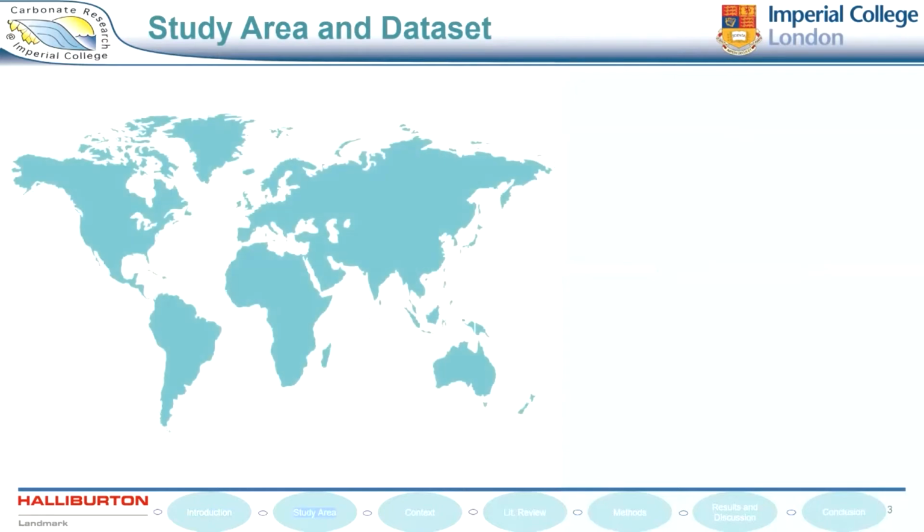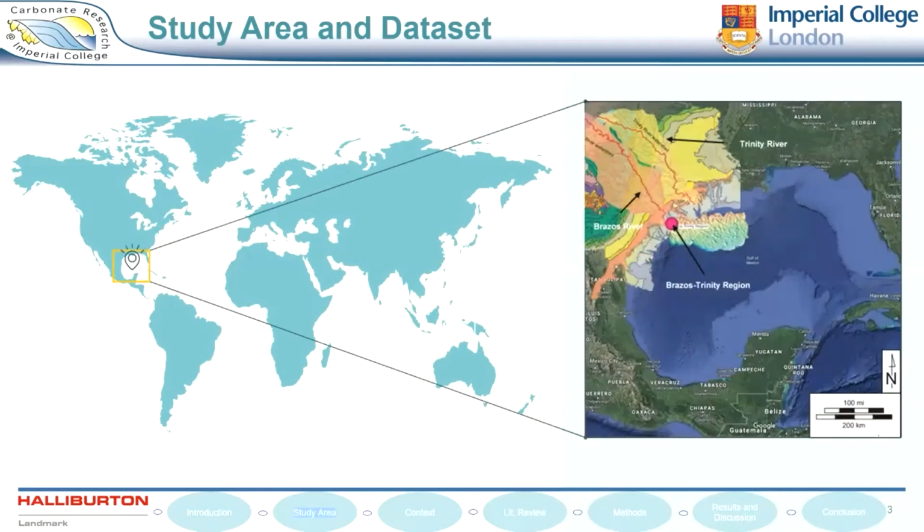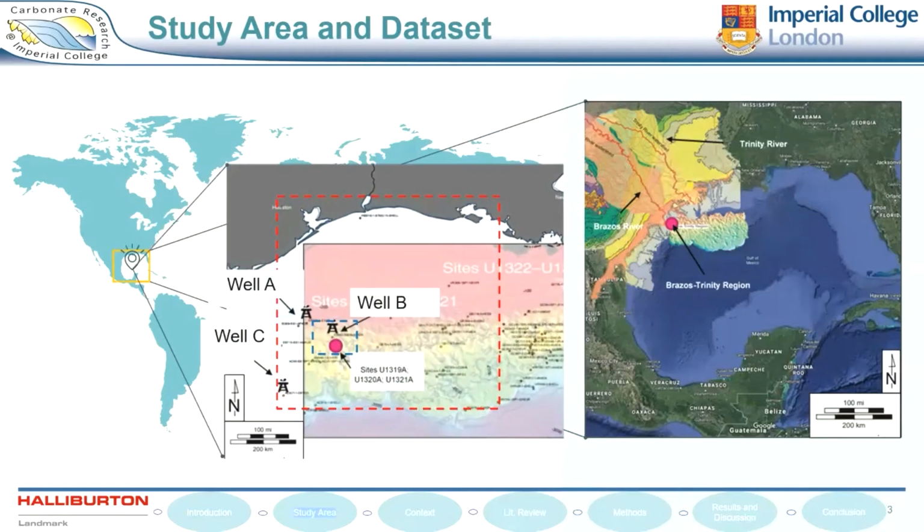The main study area and dataset. Where is Basin 4 located? So it's located in the northwestern area of the Gulf of Mexico, and the main sediment sources come from the two rivers, the Brazos-Trinity rivers. So I'm specifically interested in Basin 4 and capturing its sediment flux.